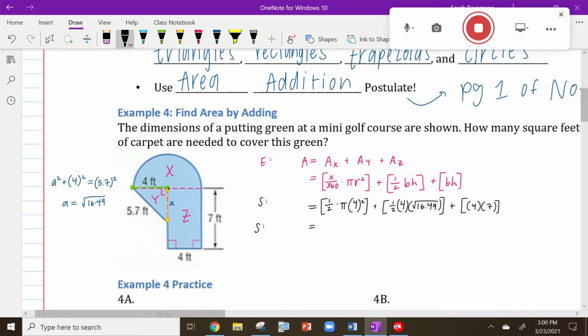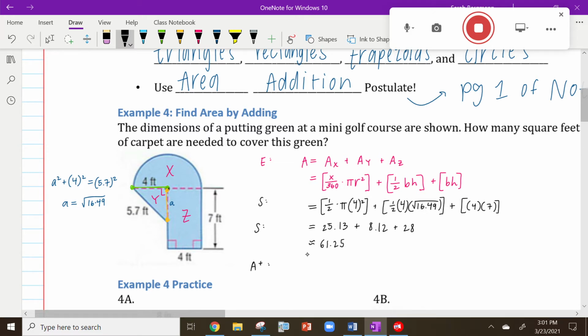All right, the next S stands for solve. So I'll go through and plug each of these in. If you want to do them one at a time, the area of the semicircle, you should get about 25.13. The area of the triangle, you should get about 8.12. And the area of the rectangle is exactly 28. Add them all together, and you should get 61.25.